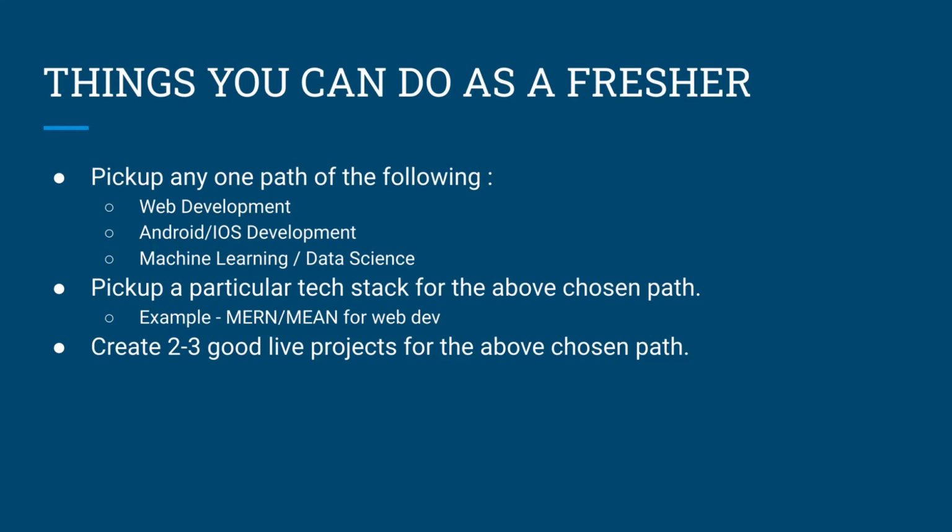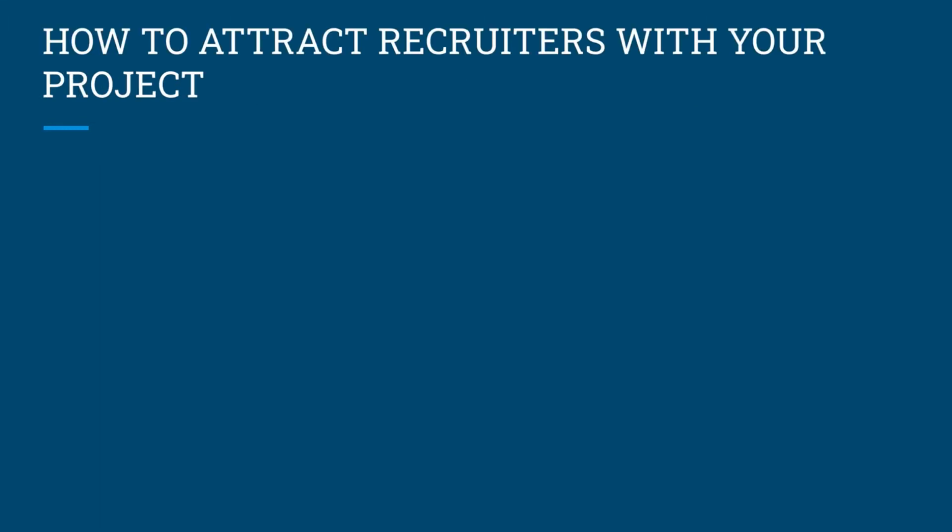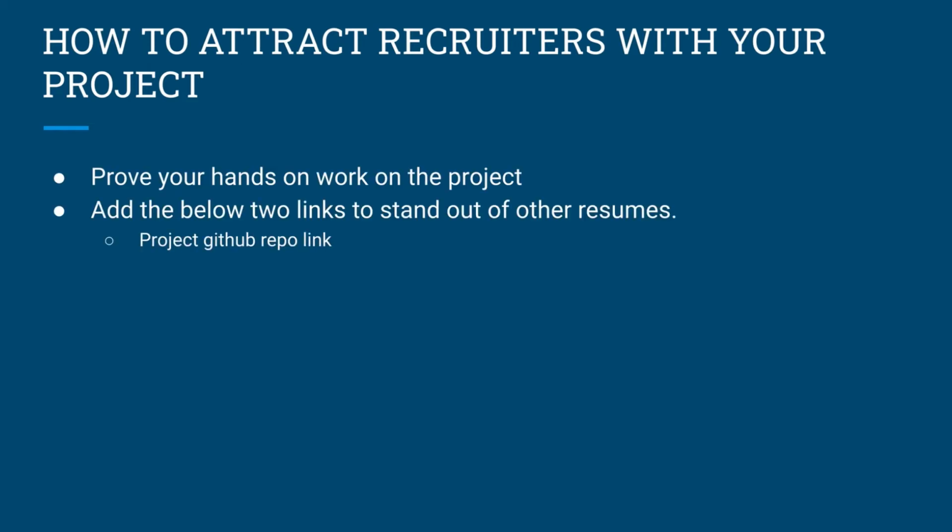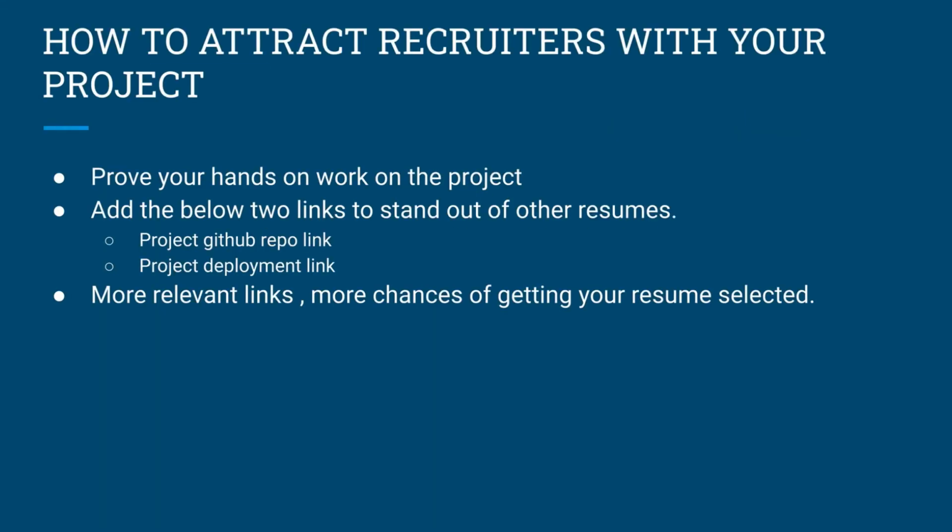This will help you master that tech stack also, and also make your resume a more systematic one, right? So this is how you should do. Then create 2 to 3 live projects. Now this you have done, but how you will showcase these things, right, to the recruiters, how you will attract recruiters with these projects. So there are two major important things that you should have in your resume after creating the projects, and these are the project GitHub repo link and the project deployment link.